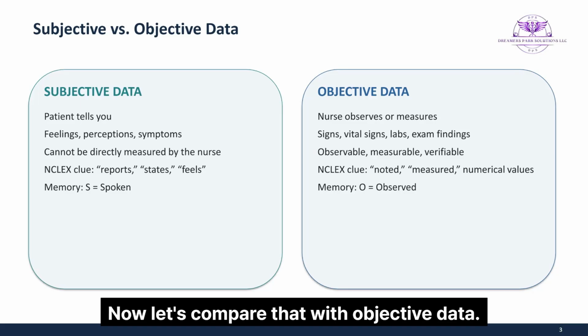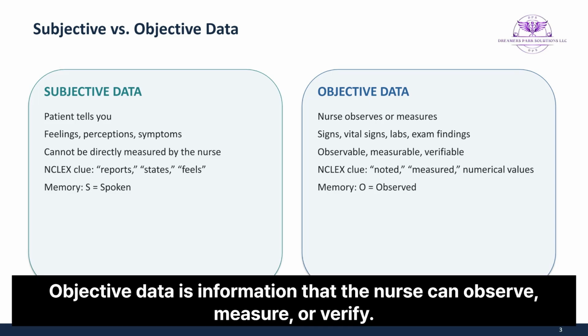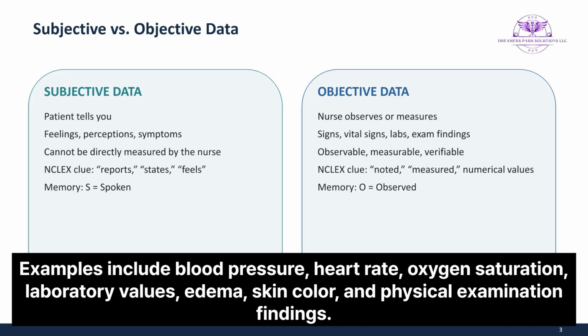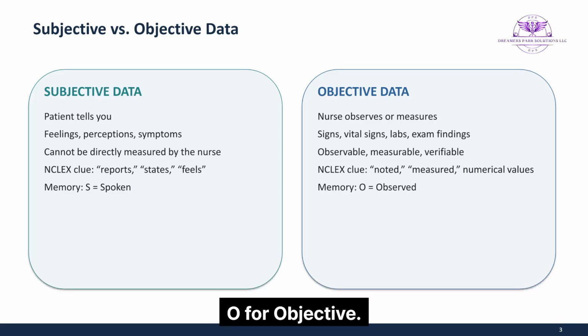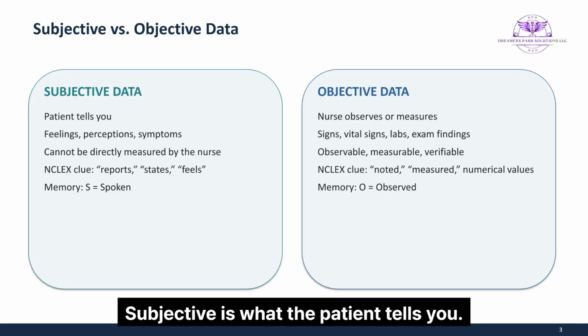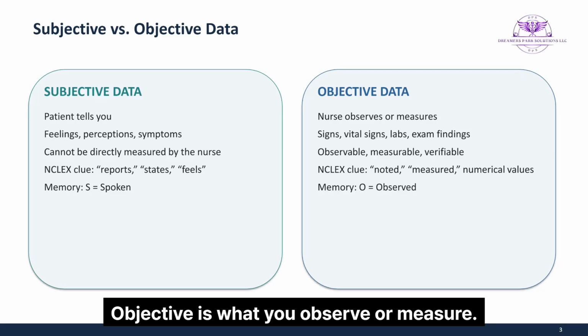Now let's compare that with objective data. Objective data is information that the nurse can observe, measure, or verify. Examples include blood pressure, heart rate, oxygen saturation, laboratory values, edema, skin color, and physical examination findings. For example, a heart rate of 118 beats per minute is objective because you can measure it. The memory trick is O for objective, O for observed. So remember, subjective is what the patient tells you. Objective is what you observe or measure.